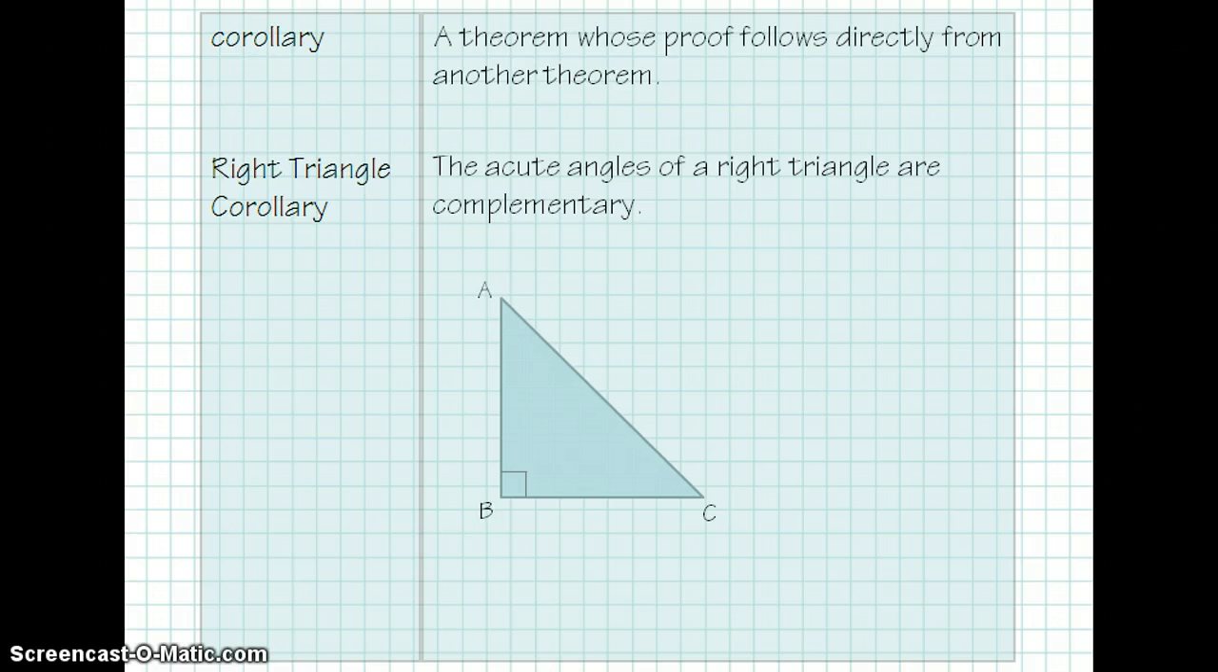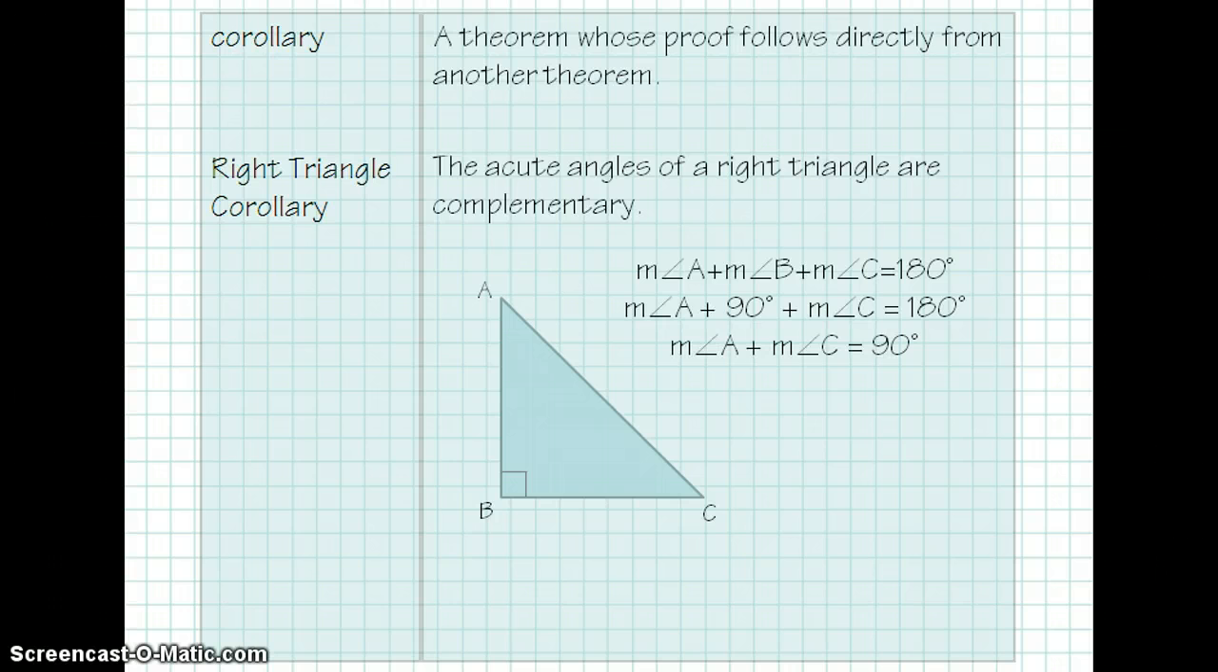And the way that you can prove this is that, well, you know that the angles of a triangle have to add up to 180. That's my triangle angle sum theorem. And I already know that one of my angles is 90 degrees. So if I substitute that in, and then get rid of the 90 there, I end up with measure of angle A plus measure of angle C is equal to 90. Well, the definition of complementary angles is two angles that add up to 90 degrees, and so therefore we've proven the corollary here.